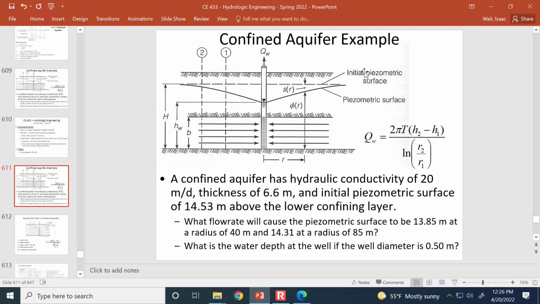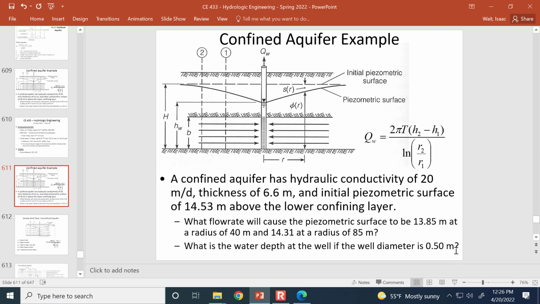So if the well was a little bit wider in diameter, then the water level would rise higher because it would be intercepting this piezometric surface further away from the center of the well's axis. So that's the confined aquifer. Are there any questions about that?